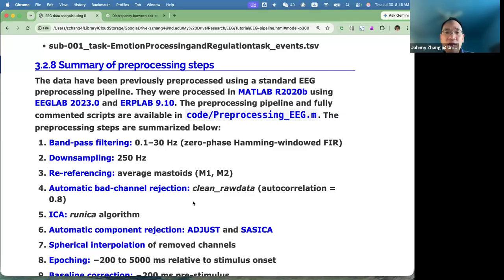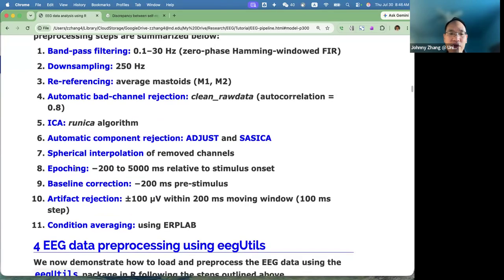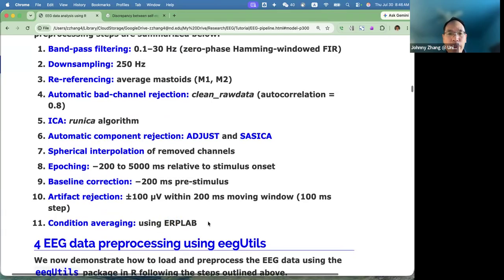In their original data analysis, for the preprocessing, they used EEGLAB and ERPLAB to preprocess the data. What they did is first filter the data, then downsampling, bad channel rejection, and ICA, and then epoching, and then condition averaging. This is used to create the ERP data. And I will show you how to do those steps within R instead.